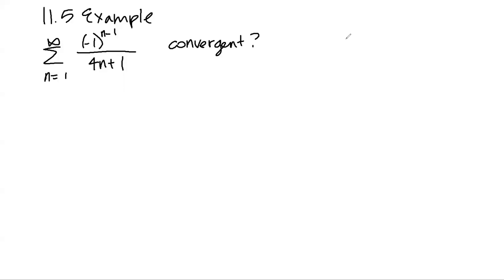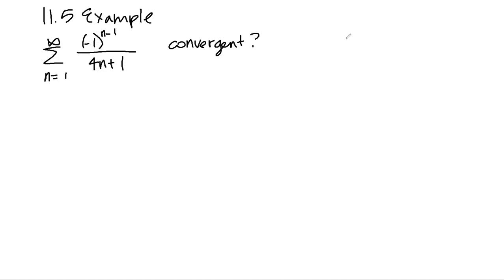Okay, this is section 11.5, an extra example separate from the lecture videos. So our problem here is the alternating series, the sum from n equals 1 to infinity of (-1)^(n-1) divided by 4n plus 1. And of course, the question is, does it converge or diverge?